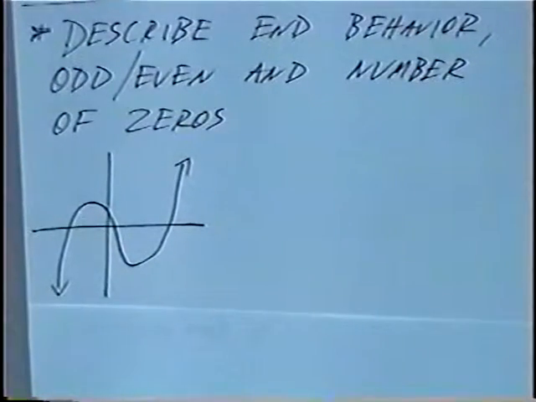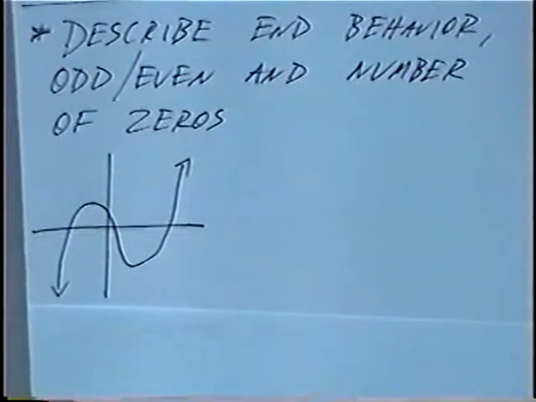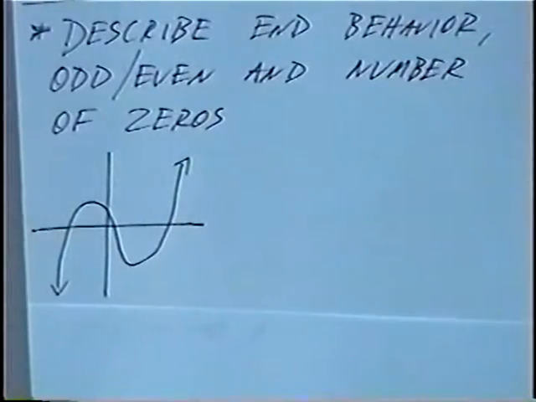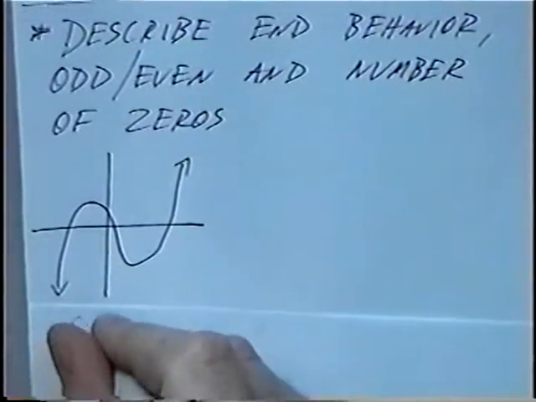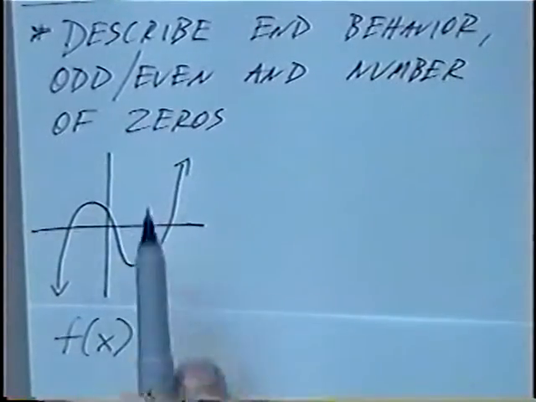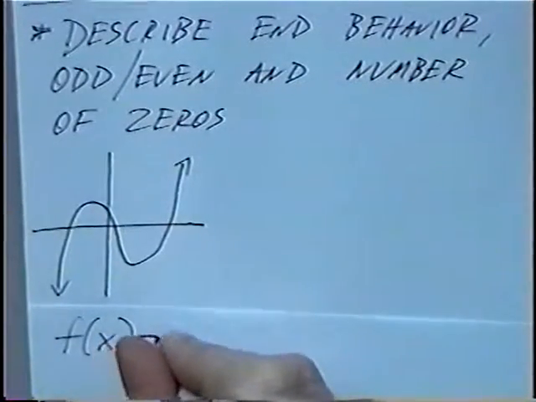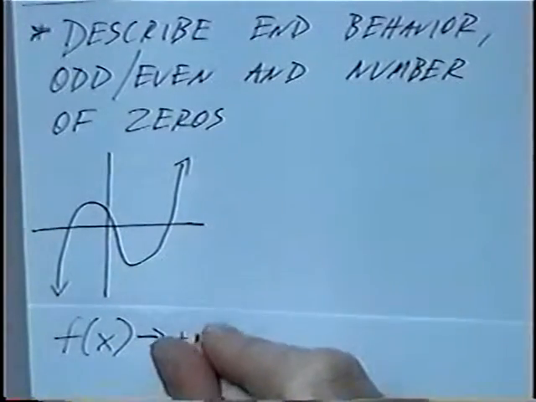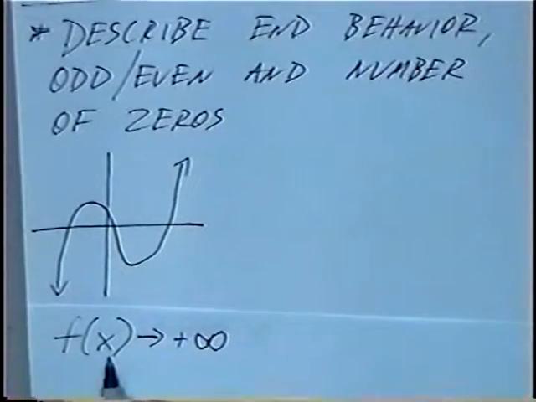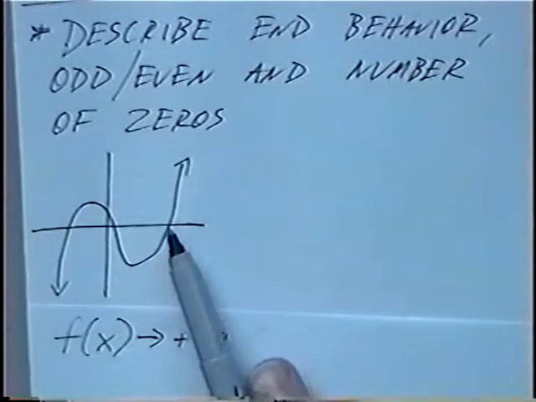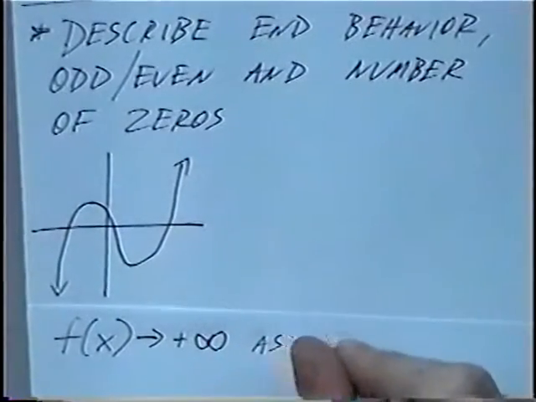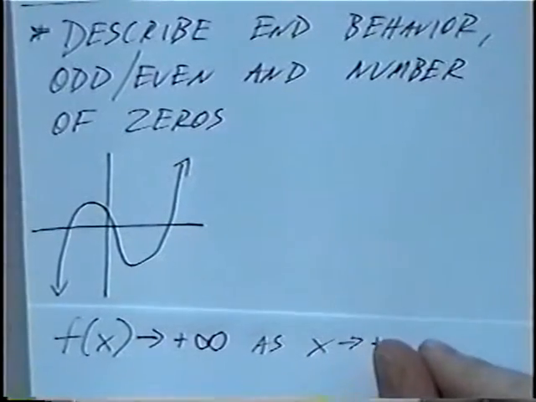For the end behavior of the graph, we can start at either the left or the right side. If we start at the right side, the graph goes up, or up to positive infinity. So to write that, we can put f of x, which represents the graph, and we can draw an arrow after it, which represents goes to, and we'll put the sign positive infinity. So f of x, the graph, goes to positive infinity, which means the graph goes up to the right, as x also goes to positive infinity.